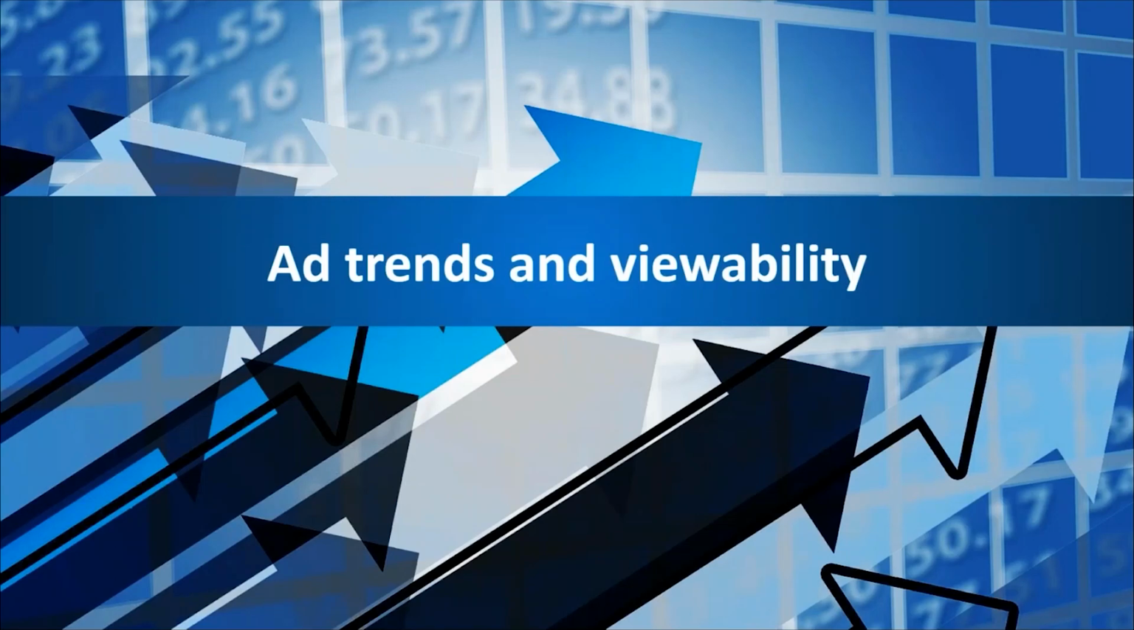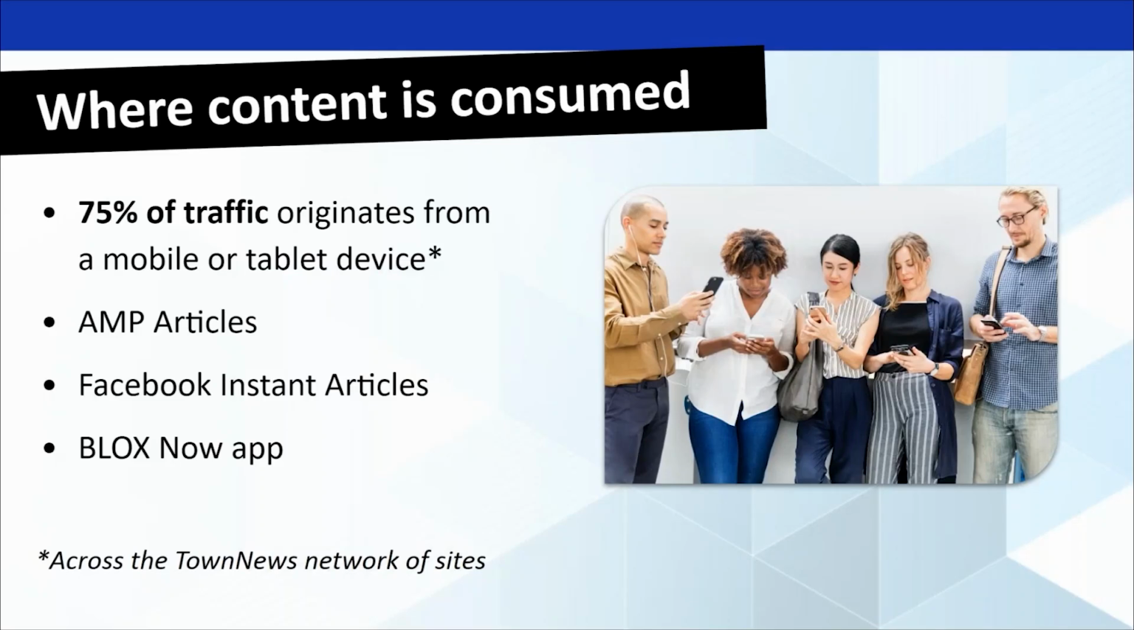So we'll start off with ad trends and viewability. Viewability being the big item. It's been a big thing. But first we'll start with where traffic is consumed. Across the TownNews network of sites, we're seeing that about 75% of traffic originates on a mobile or tablet device. So that is a primary consideration that you need to take into account when you're laying out your ad positions for your articles and your index pages, and also the types of ads that you're serving. So make that your number one focus.